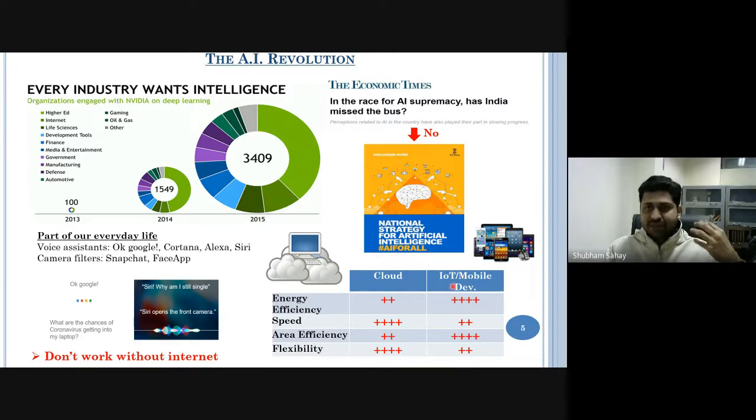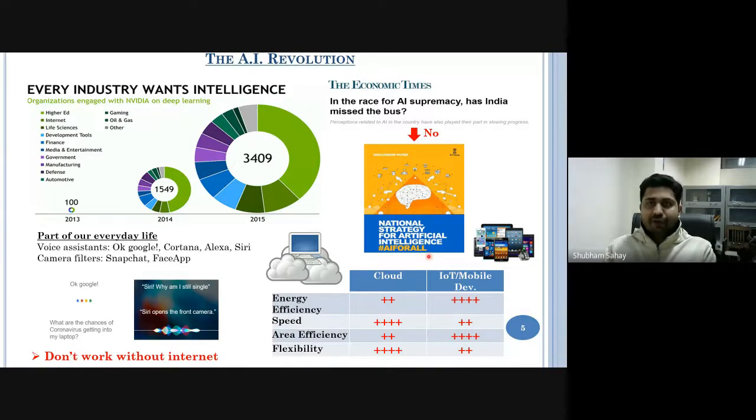Then that becomes a real bottleneck. So that was all about edge computing. Why do we want to make devices or processors which have ultra-high energy efficiency and ultra-high area efficiency while dealing with these AI applications?